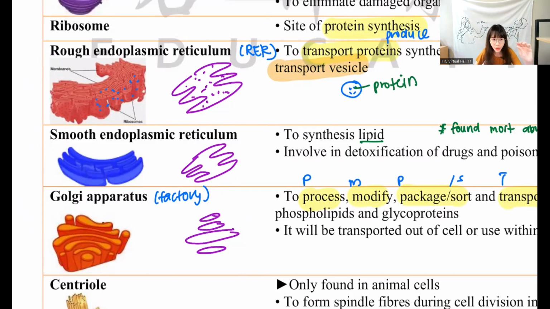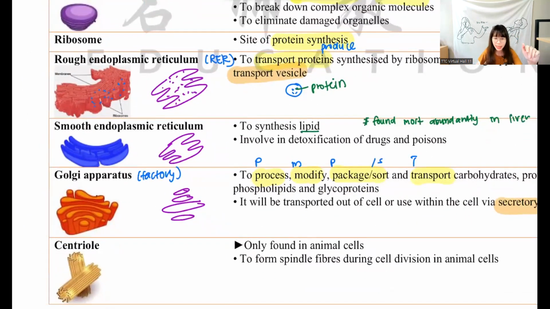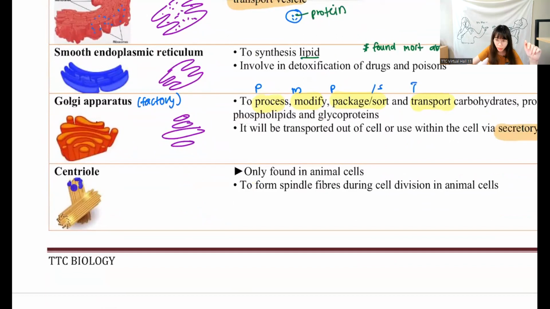Okay, so this is rough, smooth, and Golgi apparatus. Now, last one, we have centriole. Centriole is a cylindrical shape. So you can see there's a dot, dot, dot like that one, okay? If you look at it this way, okay? Dot, dot, dot, okay? So this is centriole.